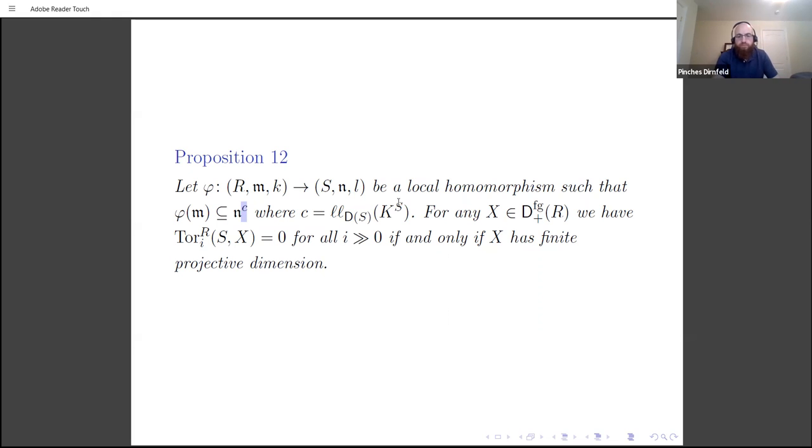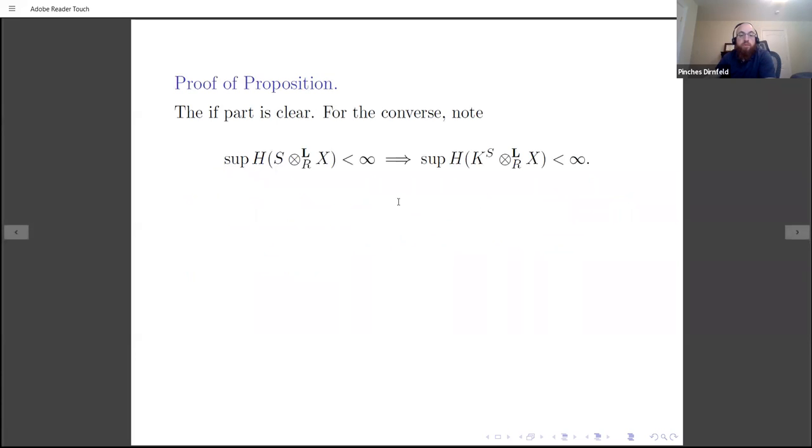Okay, so the proposition is that if we have this local homomorphism where the maximal ideal m gets pushed so far into n, then Tor^R(S, X) is bounded above if and only if X has finite projective dimension. The if part is clear, obviously. If you start with something that has finite projective dimension, then it will have finite projective dimension over S too. But we want to show the converse.